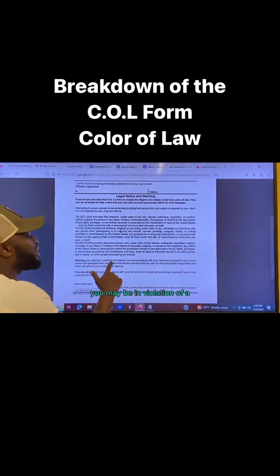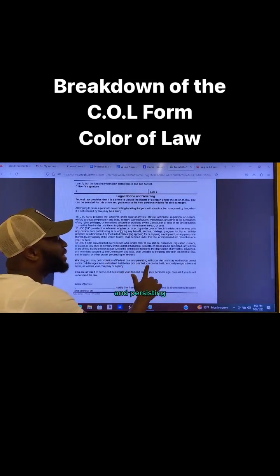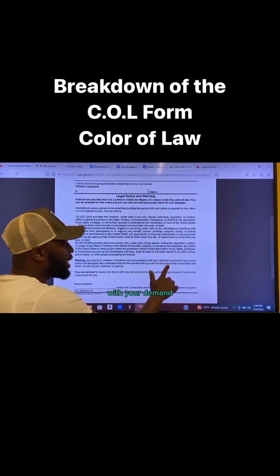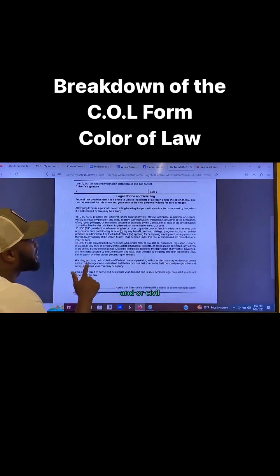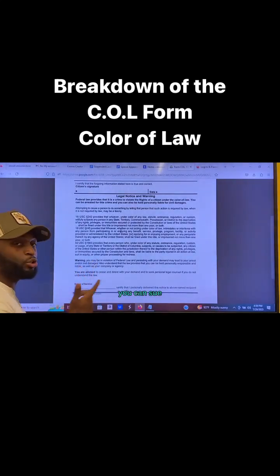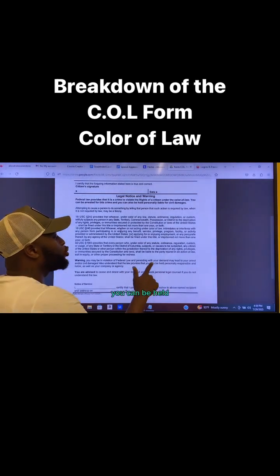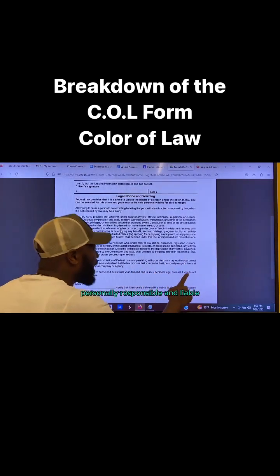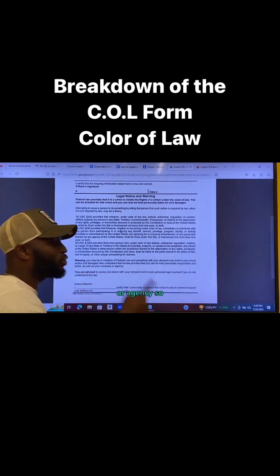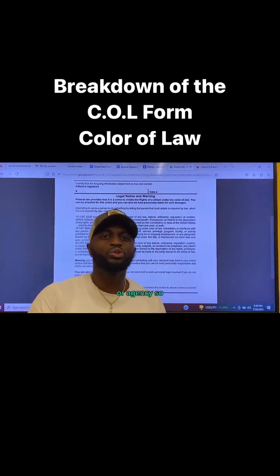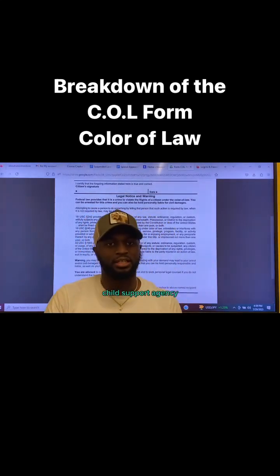Warning: you may be in violation of a federal law, and persisting with your demand may lead to your arrest and/or civil damages, meaning you can sue. Also, understand that the law provides that you can be held personally responsible and liable, as well as your company or agency. So this goes for the support magistrate, the child support agency.